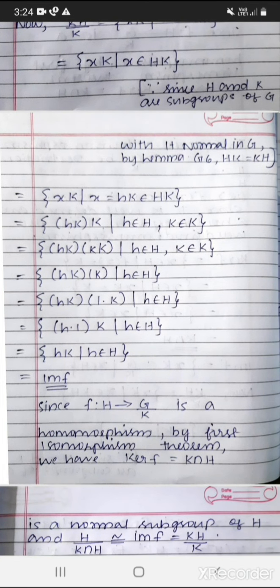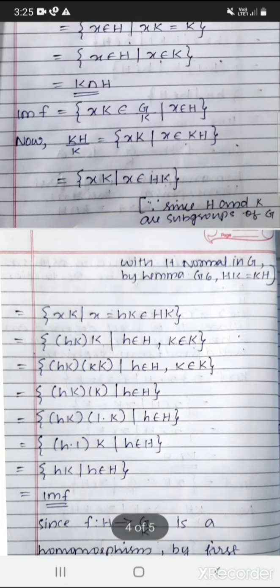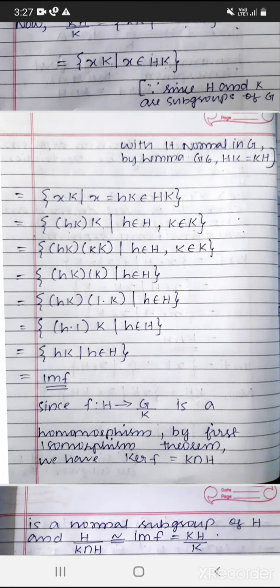So we have our function f defined from H to the factor group G by K, which is a homomorphism we have defined. So we have got that f is a homomorphism. Now we have seen the first isomorphism theorem, right? So what was given in the first isomorphism theorem? We are given a function f from G to H, which is a homomorphism, and the kernel of f is a normal subgroup of G, and G by the kernel of f is isomorphic to the image of f.